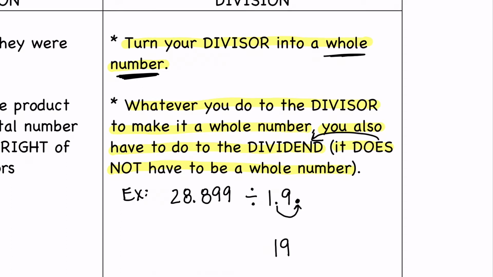Now, the second part of the instructions say that whatever you do to the divisor, you have to do to the dividend as well. So, my dividend, which is this number here, 28 and 899 thousandths, I'm going to have to move the decimal one place value to the right in this number as well. Switch over my pencil. One place value. And where my decimal is now going to be between the 8 and the 9.